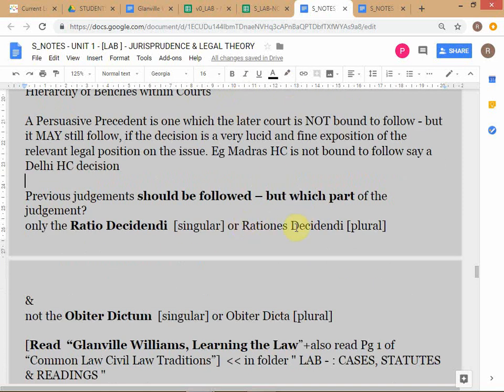Ratio, and rationes is the plural. And there is something we'll define which is called obiter dictum. This does not need to be followed, and here again the plural is this. So the broad answer is that when you are following previous judgments under the rule of stare decisis, it is the ratio decidendi of the previous judgment that needs to be followed. And that's why, as it's mentioned in the Glanville Williams article also, understanding the ratio of a case is very important. In many cases you will find even seasoned lawyers don't really understand the ratio of cases that they are citing. So it's quite difficult actually to grasp the ratio of a case. I wouldn't say it's difficult, but you just have to be alert, and you have to be able to understand the reasoning properly.